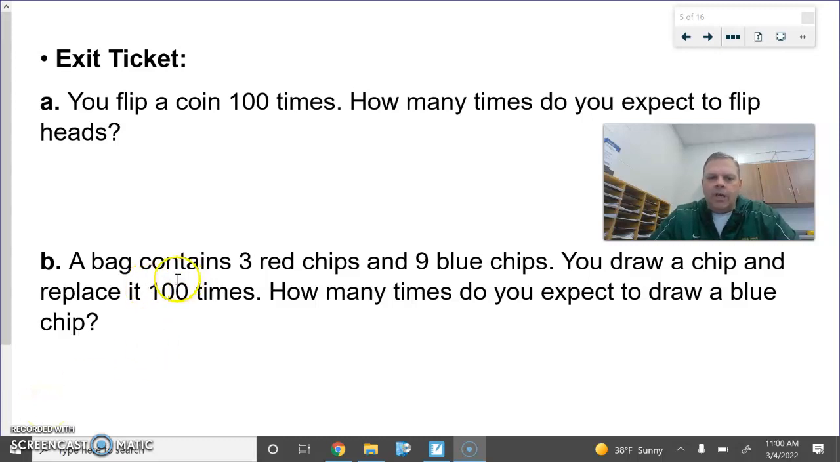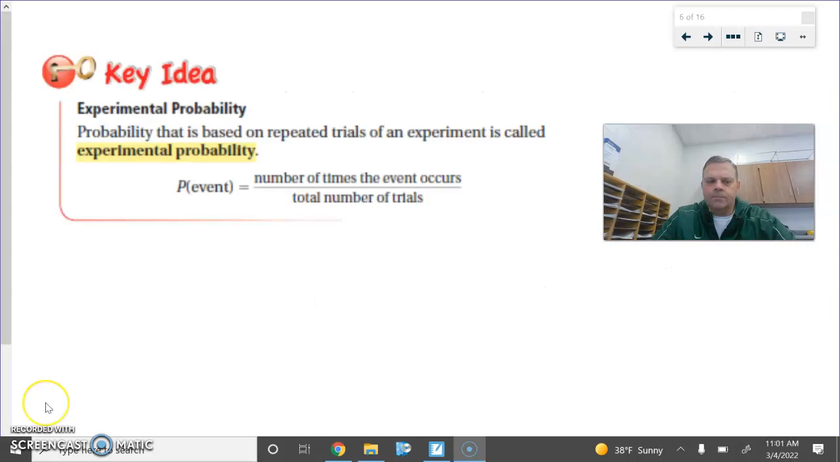Hopefully you can understand that when you do this, there are 9 blue chips out of 12 total. So I would put 9 over 12 is equal to how many over 100? And when I simplify 9/12, I can simplify that to 3/4. So 3/4 of 100 would give me 75. I would expect to draw blue 75 times.